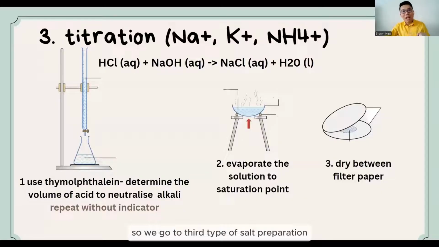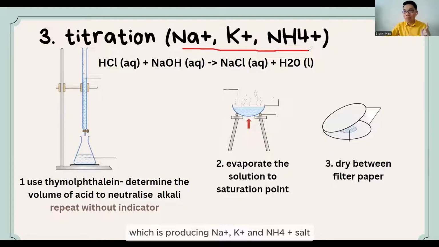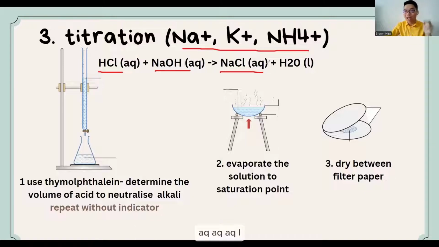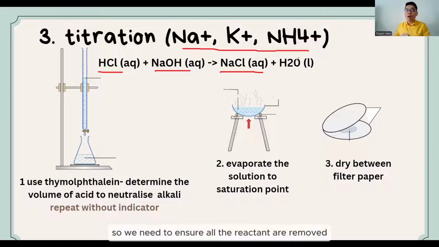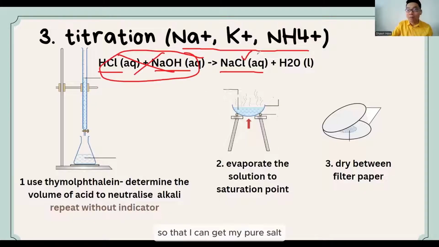So we go to the third type of salt preparation, which is producing sodium, potassium, and ammonium salt. Because all these 3 salts are always soluble, so it's impossible to use the filtration method. That's why we can only use acid plus alkali, and then it will form an aqueous state. And can you see all of them are aq, aq, aq, l? So we need to ensure all the reactants are removed so that I can get my pure salt.